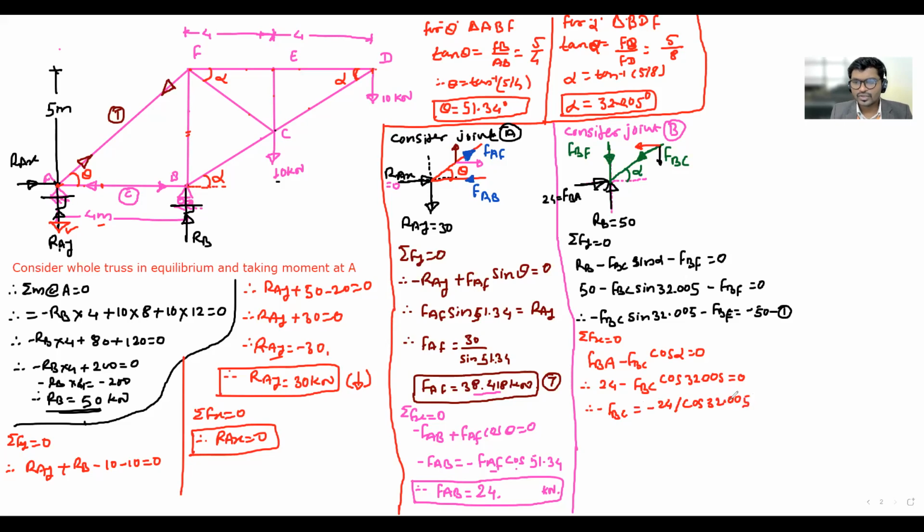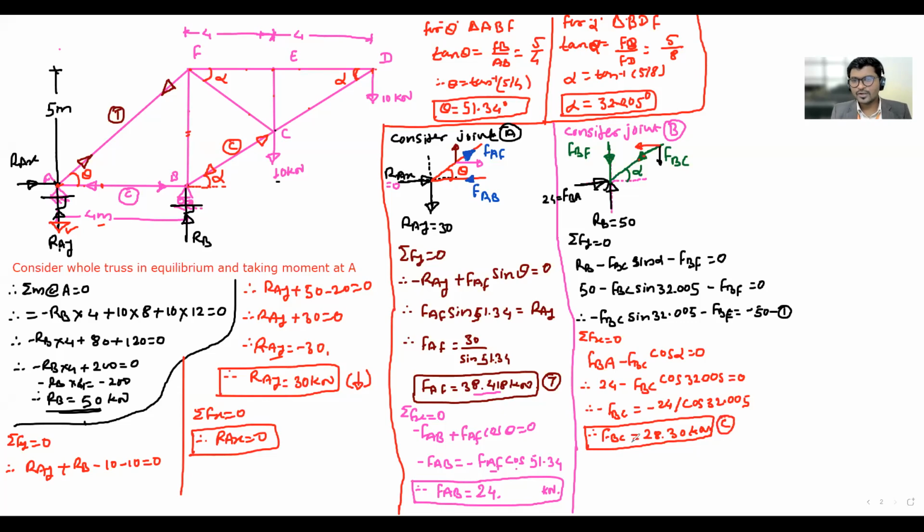32.005. Both sides have minus, minus minus becomes plus. Therefore FBC is equals to how many kilonewtons? 28.30 kilonewton. Again answer for the BC is positive. Direction of BC is right, transfer it down, up. Member is in compression or tension? Compression. Nature of the force is compressive.